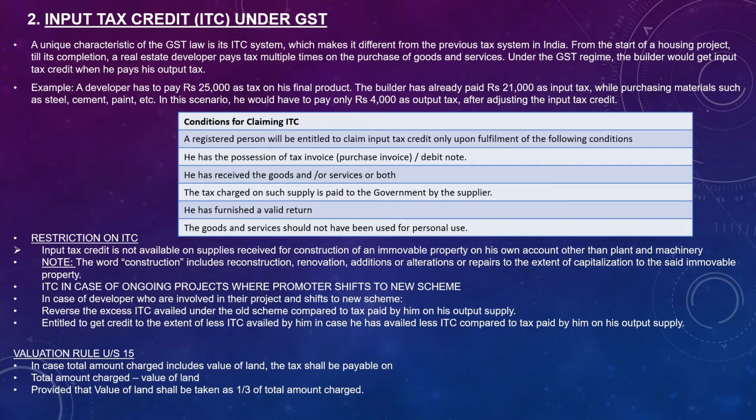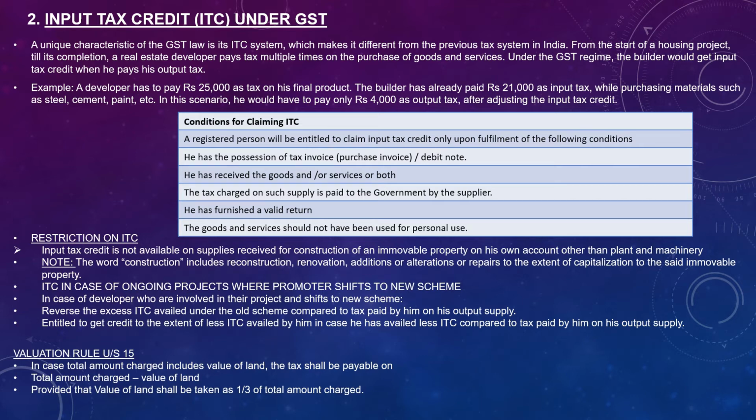A unique characteristic of GST law is its ITC system, which makes it different from the previous tax system in India. From the start of a housing project till its completion, a real estate developer pays tax multiple times on the purchase of goods and services. But under the GST regime, the builder would get input tax credit when he pays his output tax. For example, a developer has to pay 25,000 rupees as tax on its final product. The builder has already paid 21,000 rupees as input tax while purchasing materials such as steel, cement, paint, etc. In this scenario, he would have to pay only 4,000 rupees as output tax after adjusting the input tax credit.